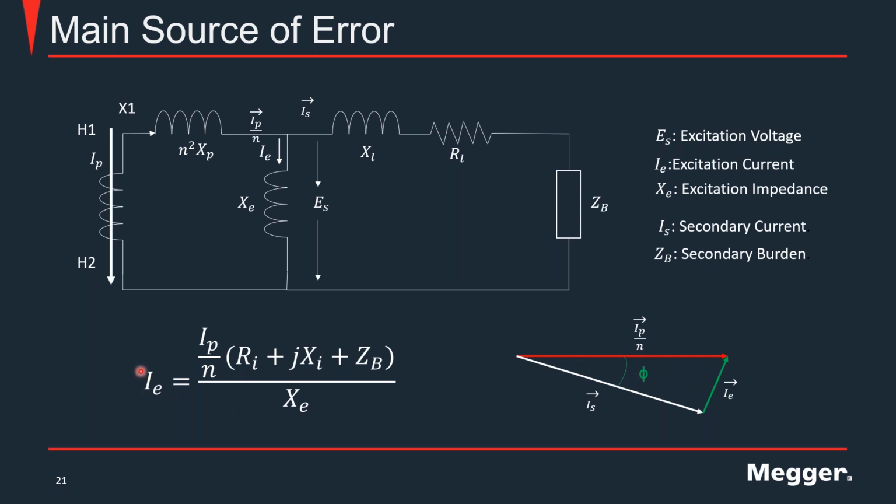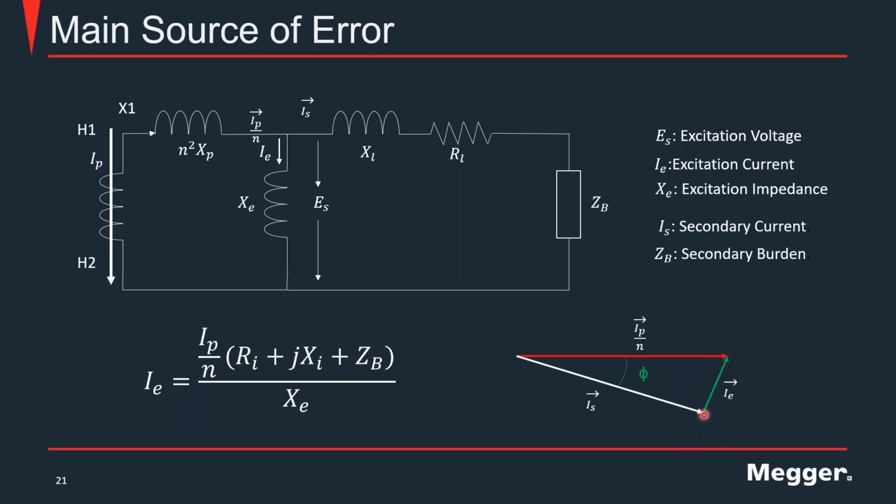You can see from this equation that I have derived here that the excitation current is actually going to be dependent on the load that we have connected to the current transformer. The conclusion from this slide is that the current that you get on the secondary is going to be slightly different from the meter current from the primary, and the difference is the excitation current.